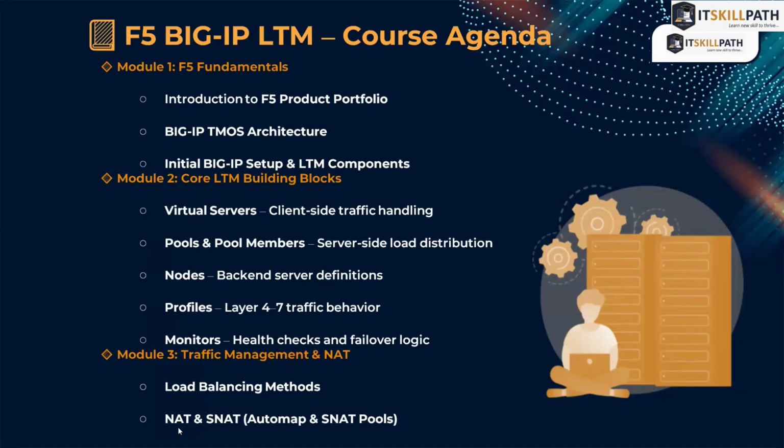What is the difference between SNAT and NAT? What is the difference between automap and pool member? What is NAT? What are the load balancing methods? What is round robin? What is least connection? What is priority group activation? Everything in detail. If you are already working on F5 and want to discuss something related to load balancing methods or any other topic, you can definitely ask me.